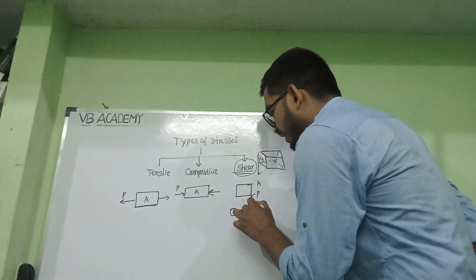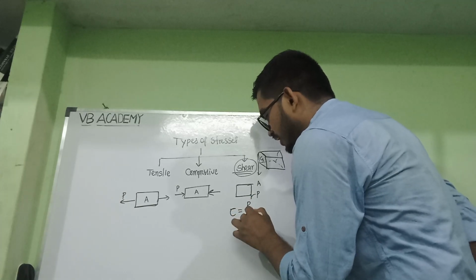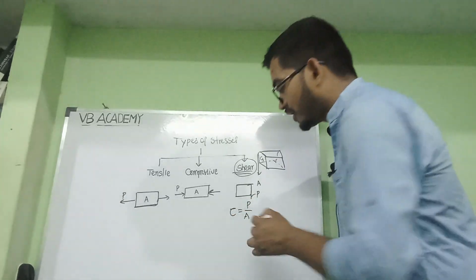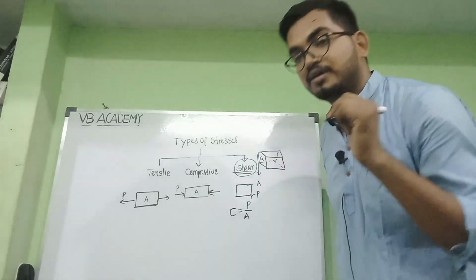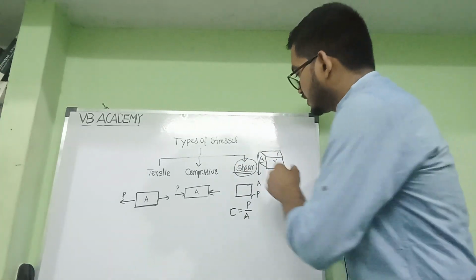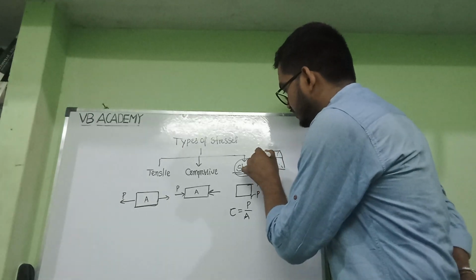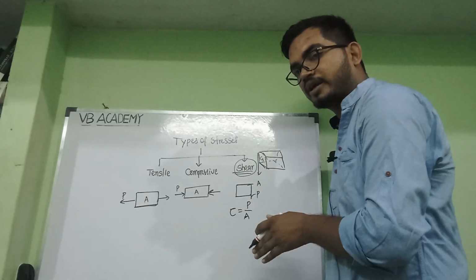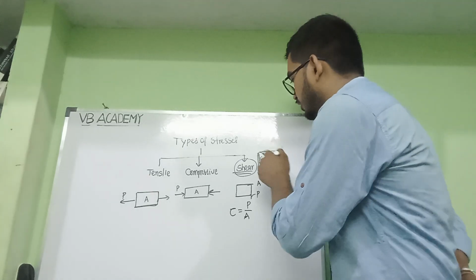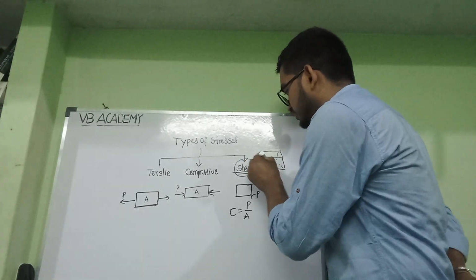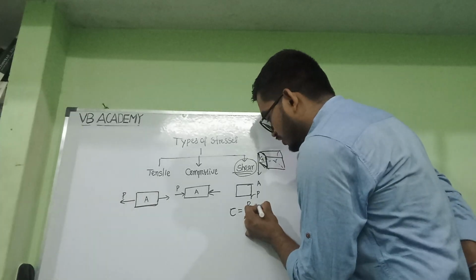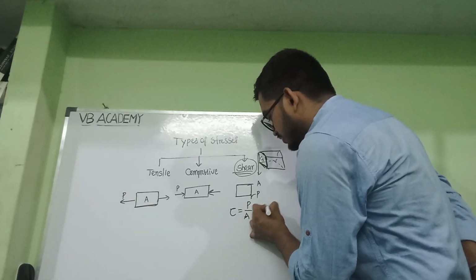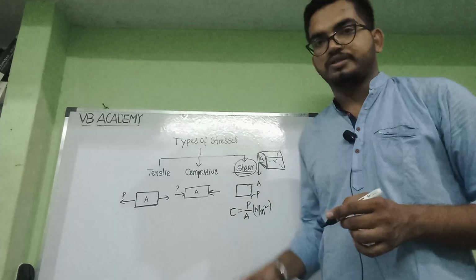So what is it? The internal resistance per unit area. This is the area under shear. Area under shear means this area, which will get split into two parts; this is the area we have to take. And the units are Newton per meter square.